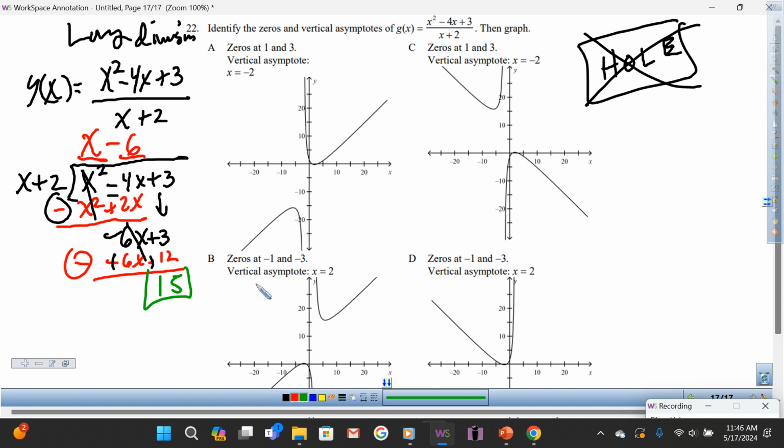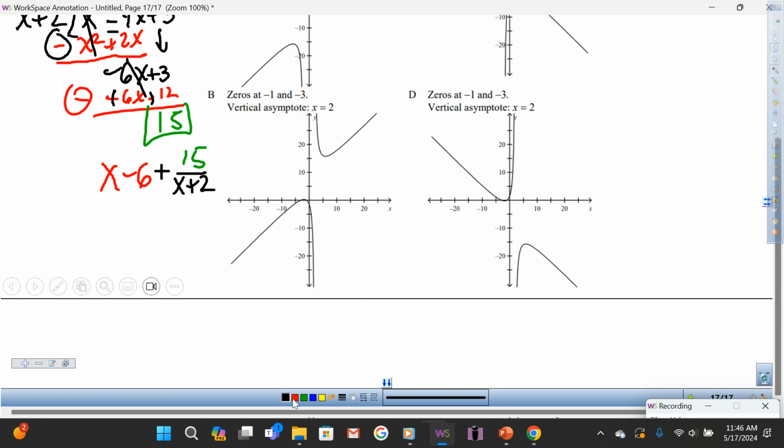So, how do we write this answer, guys? Here it goes. Look up. The answer for this division is x minus 6 plus there's a remainder of 15 over x plus 2. Question, can we have that 15 on the numerator? No, where do we send it? To the front. That is correct.